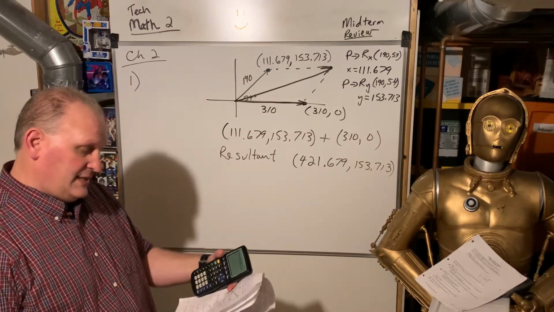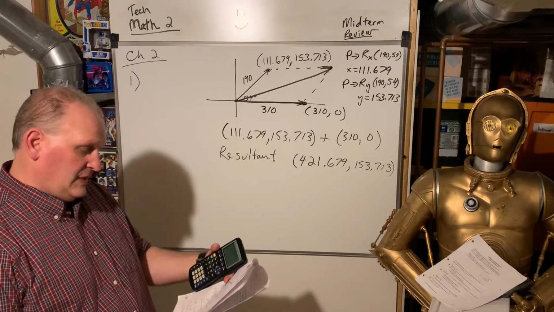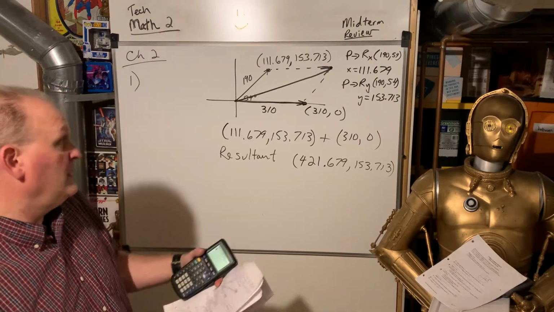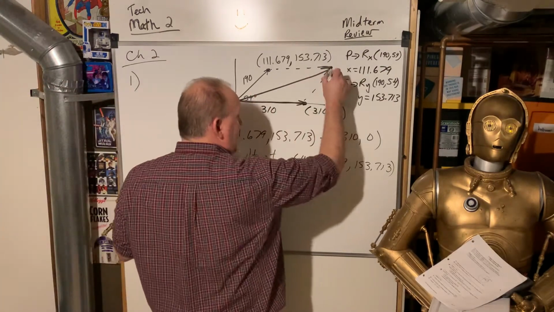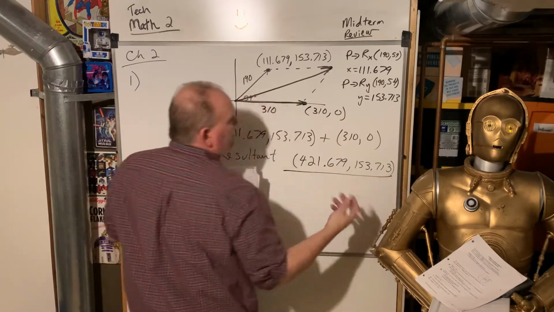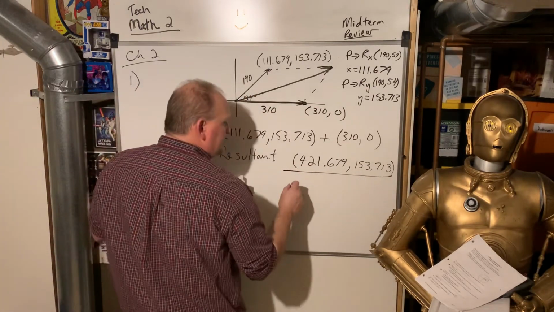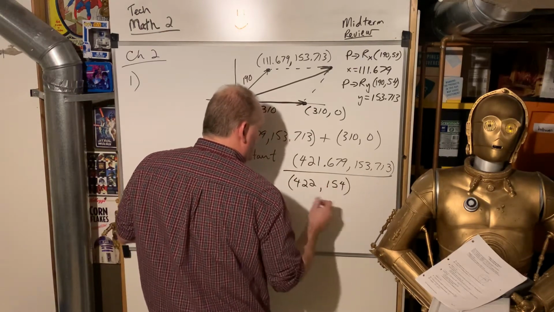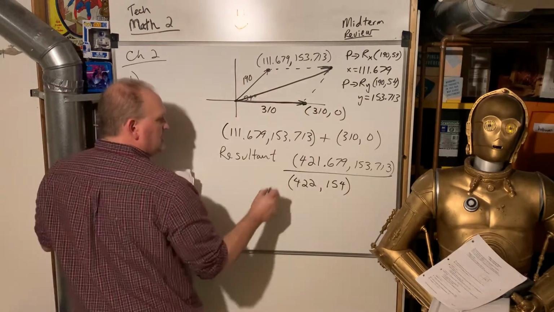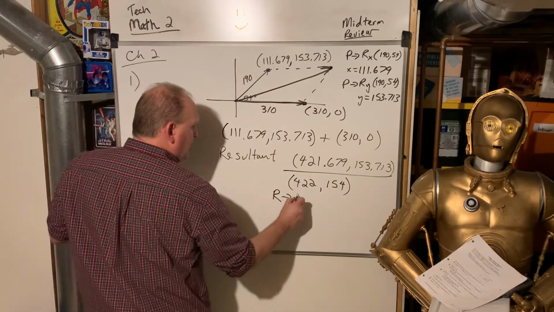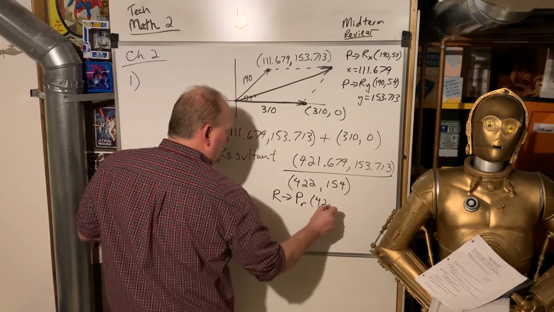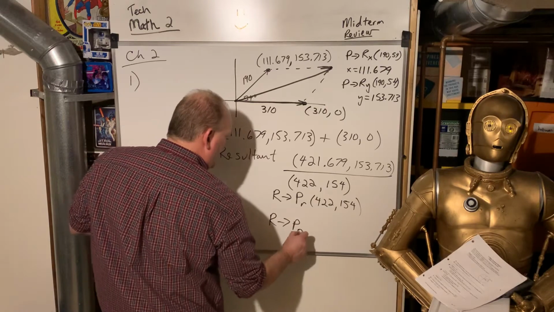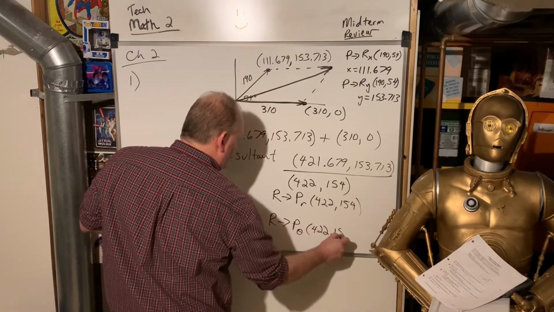And now, we've got to convert it back into polar form. So they want this resultant vector. We have the answer in rectangular form, but they want it in polar form. So here, let's simplify it. Let's make it 422, comma 154. We can simplify it at this point. And now we want to go back. So that is from rectangular to polar r, 422, comma 154, and rectangular to polar theta, 422, comma 154.